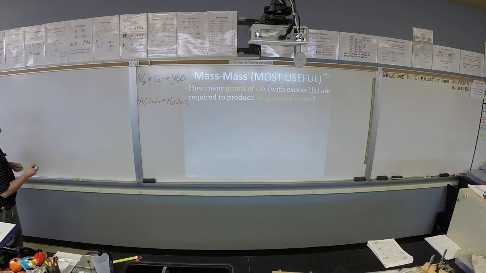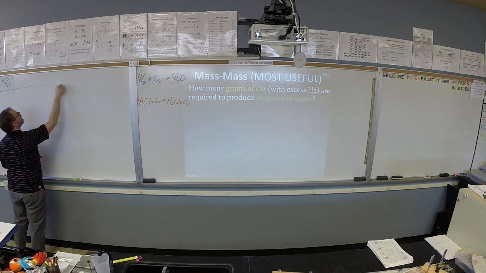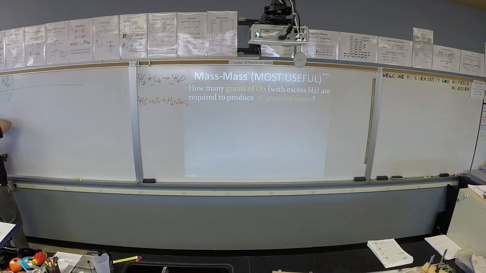So to start that out, what is my given unit? 16 grams of H2O. Okay. Nothing goes in this box. All right, so far so good? Reading the exercise, 16 grams of water. What's my next step? Bring the grams H2O down. I'm going to bring down the grams of H2O.